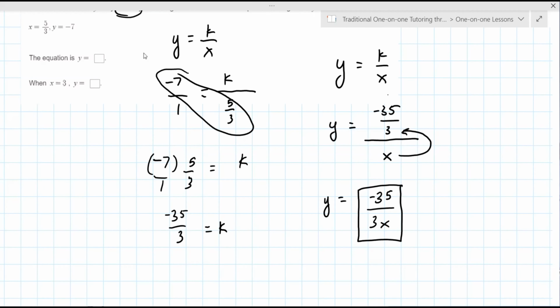And then for the next box, part B here, you're putting 3 in for x. So it'd be -35 over 9. Perfect.